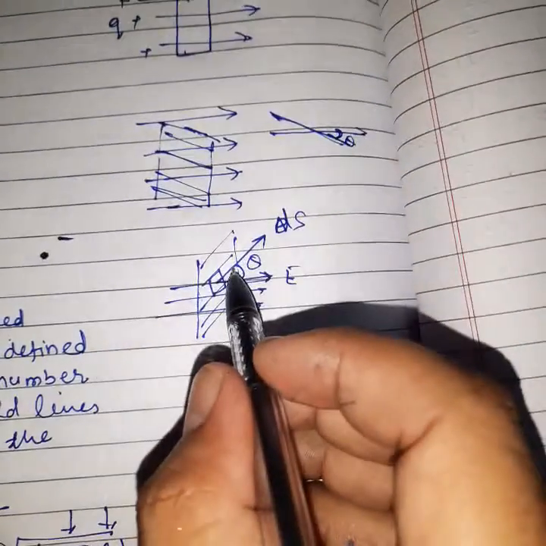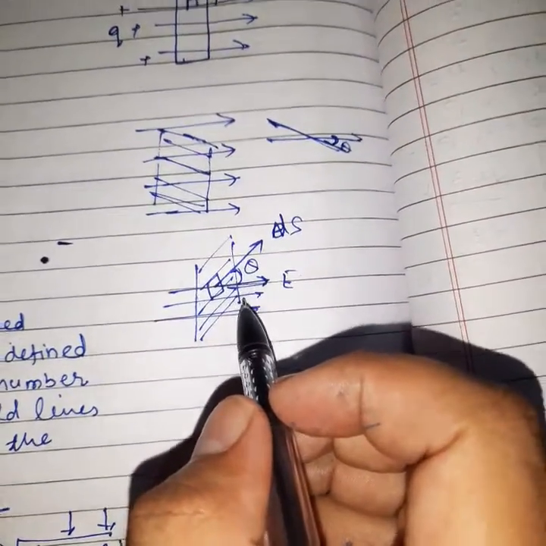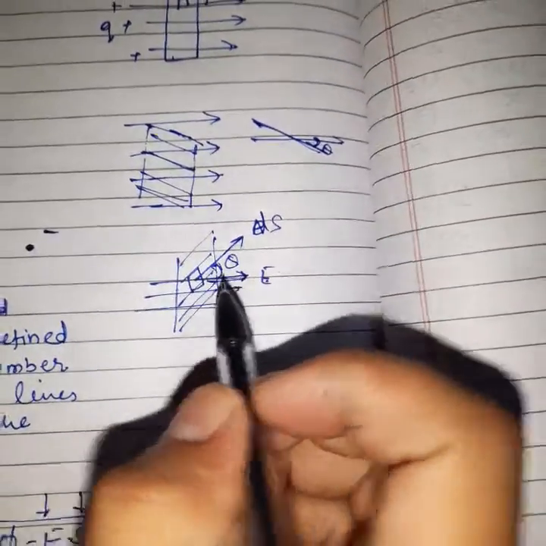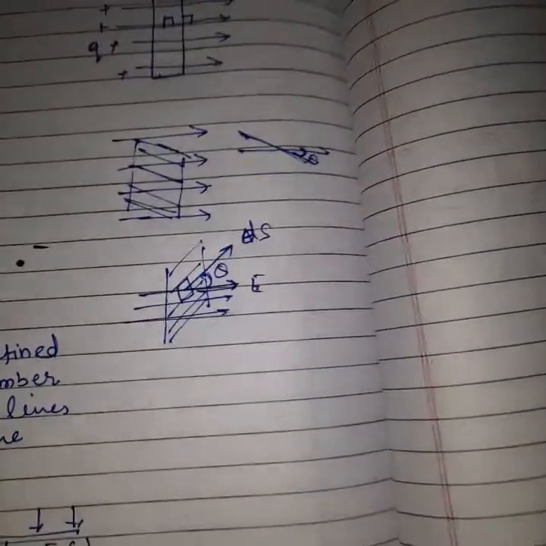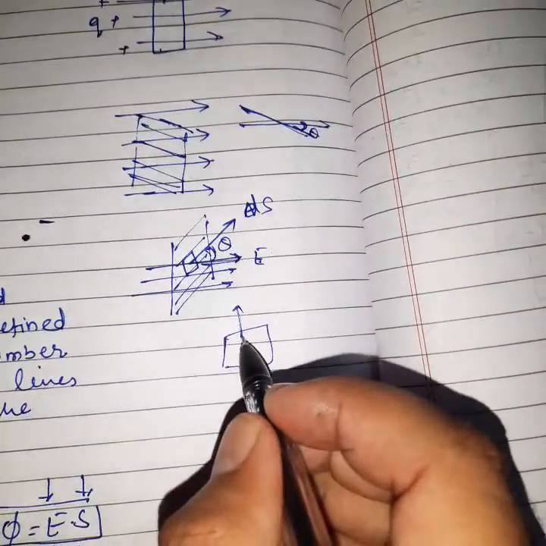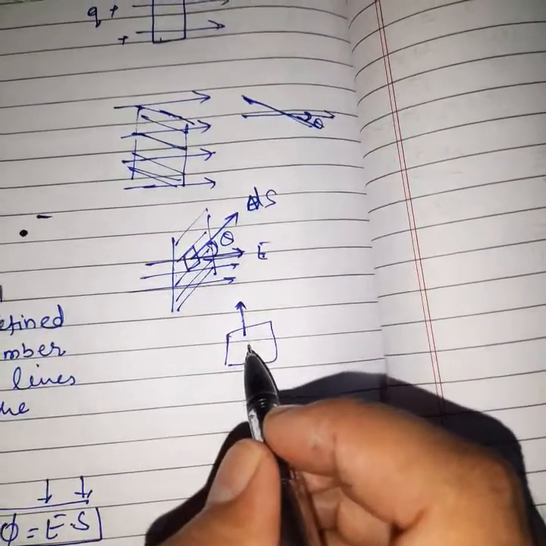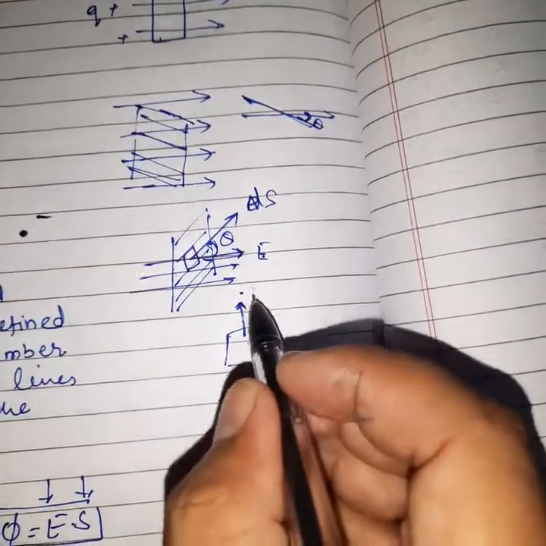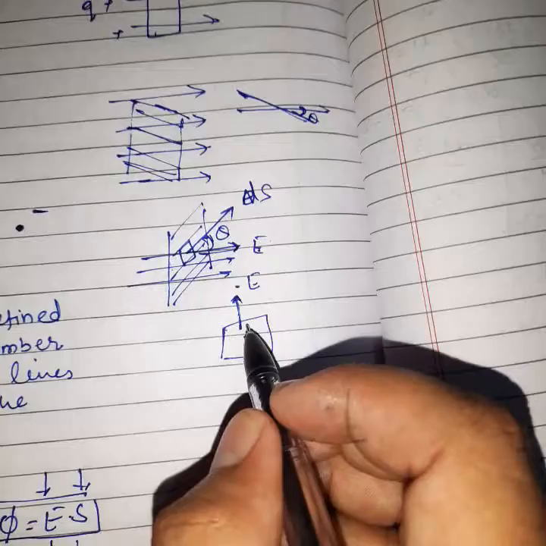Theta. Both are making angle how much here? Theta. So we can say E and dS are making angle theta here. Say yes or no? It means the condition here should be that both are in one direction. So we can say electric field lines will come in the outside direction, and the area vector will also be upside. So the electric field will be upside, and the area vector also upside.